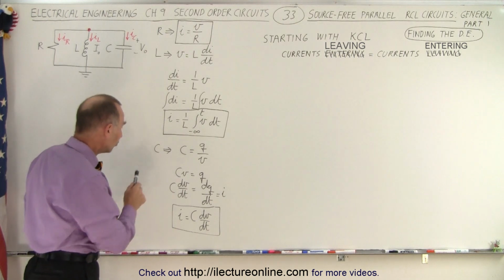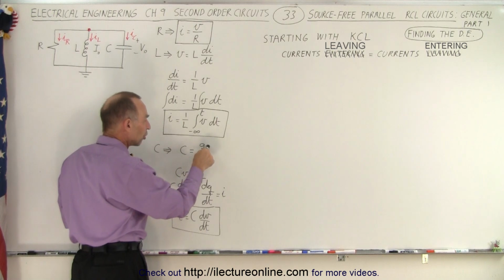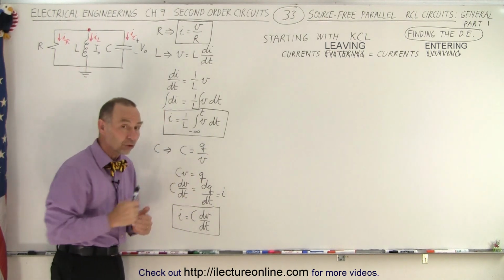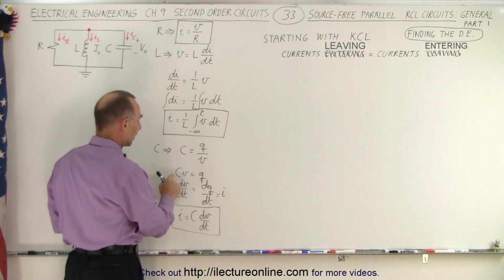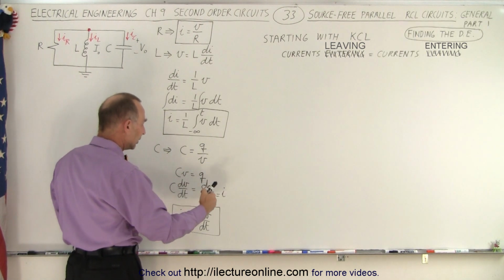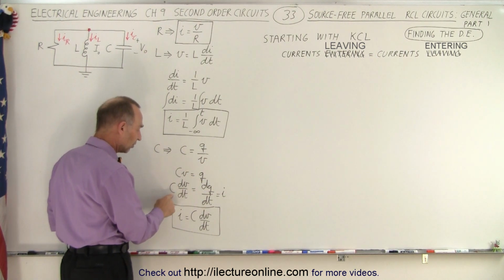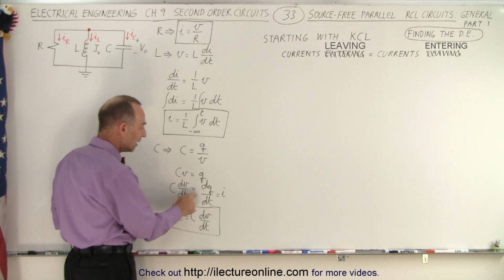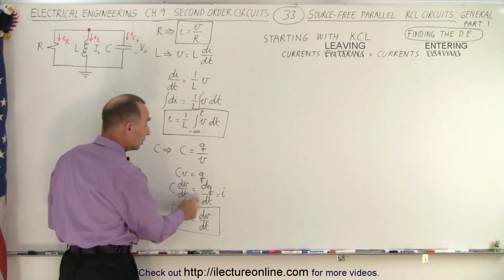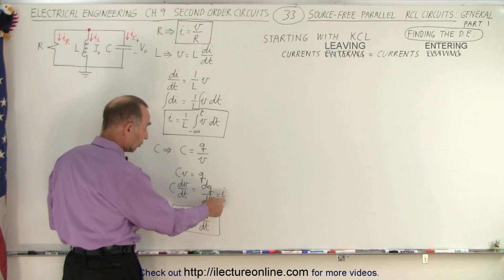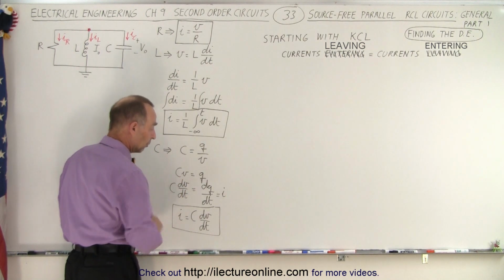For a capacitor, we start with the definition of what the capacitance is. It's the ratio of the charge on the capacitor divided by the voltage across the capacitor. If we then take the voltage and move it to the other side of the equal sign, we get CV equals Q. And then we take the derivative of both sides of the equation with respect to time. Now, of course, the capacitance is a constant, so we have C dV/dt is equal to dQ/dt. And remember that by definition, dQ/dt is equal to the current. So essentially, the current is going to be equal to the capacitance times the rate of change of the voltage with respect to time.